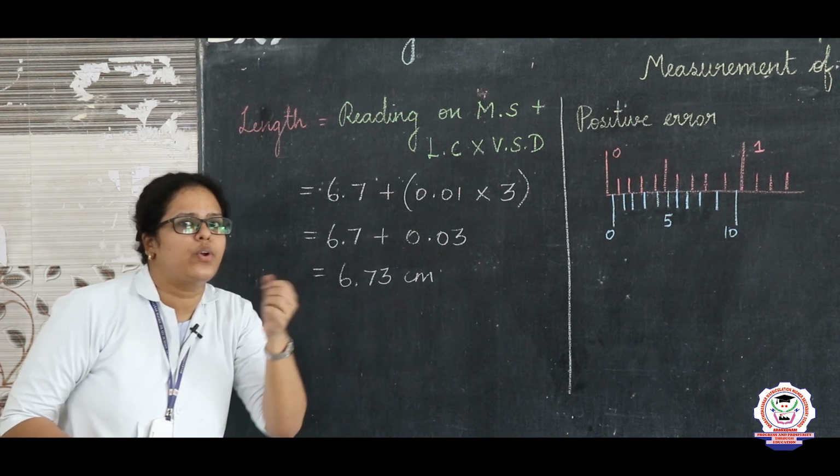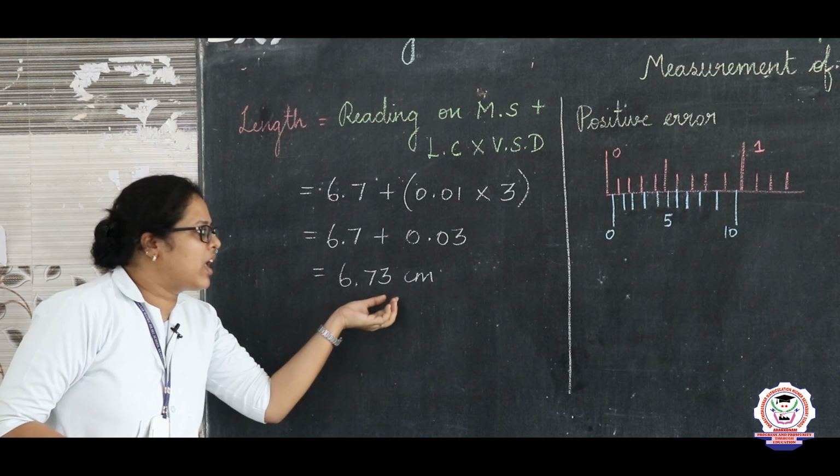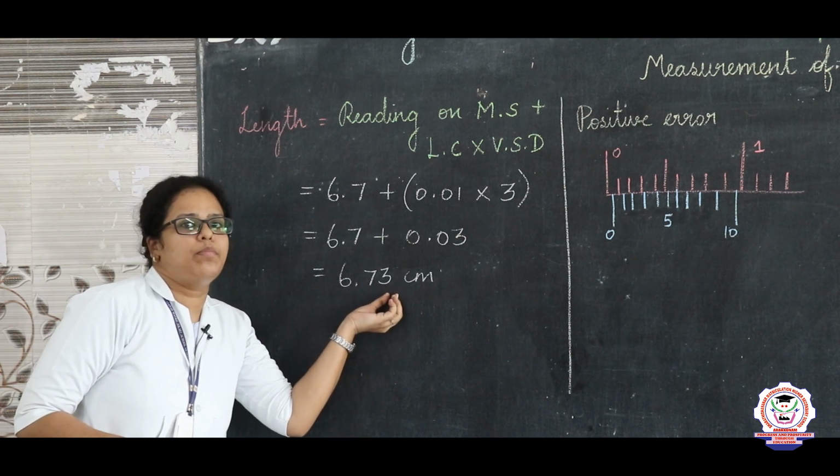In the ordinary scale, we can say the measurement is between 6.7 and 6.8 only. It doesn't give the accuracy, but using a vernier we are able to find this second decimal place.